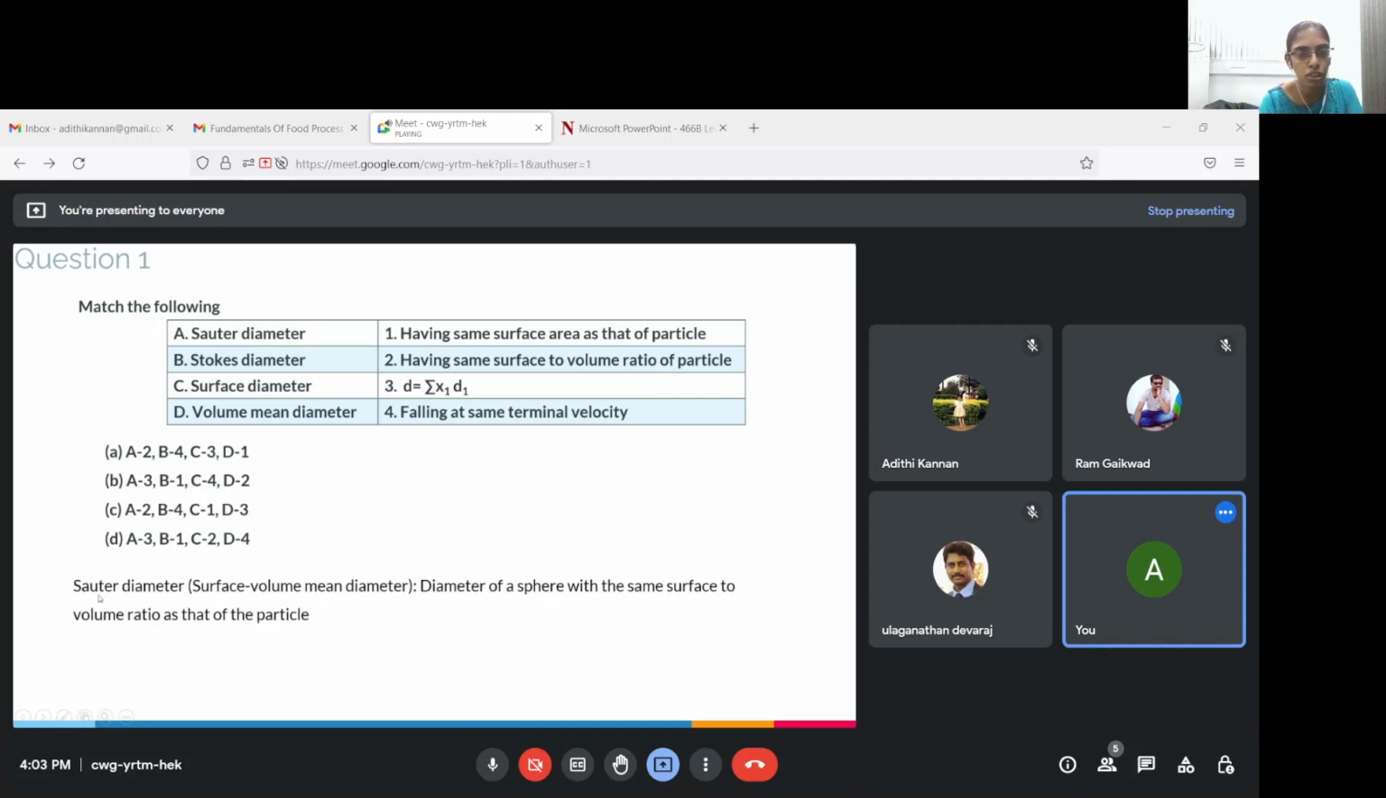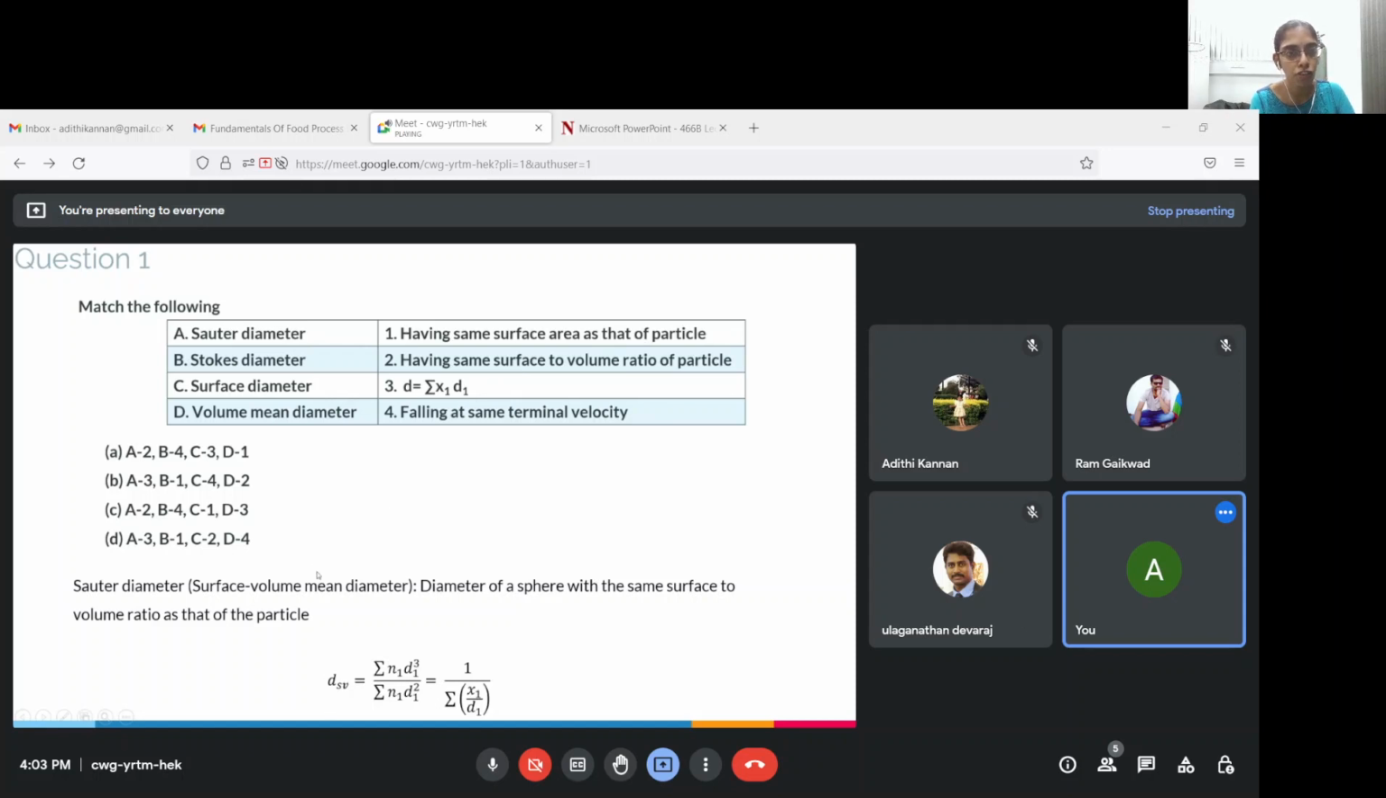For example, sorter diameter is also known as the surface volume mean diameter, which means it is the diameter of a sphere with the same surface to volume ratio as that of the particle. Your particle will be irregular in shape, and whatever surface to volume ratio that particle has, the same surface to volume ratio the sphere will also have. The diameter of that particular sphere is known as the sorter diameter. So A corresponds to 2, that is, having the same surface to volume ratio as the particle.